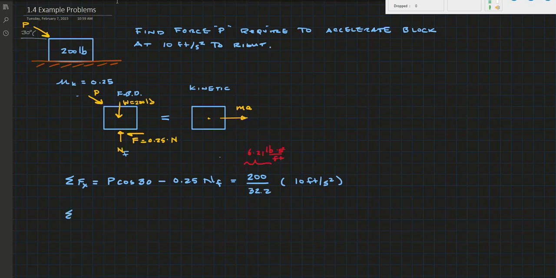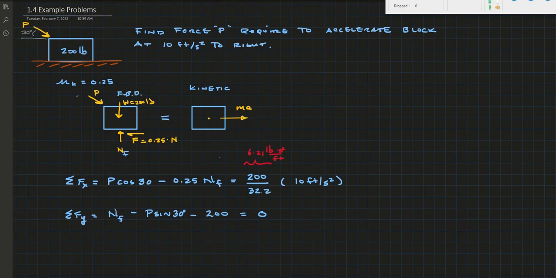Okay, let's sum forces in the y direction. And we get N again, minus this time the y component of P, P sine of 30 degrees, minus our weight, which is 200. And this equals 0. We have no acceleration in the y direction.